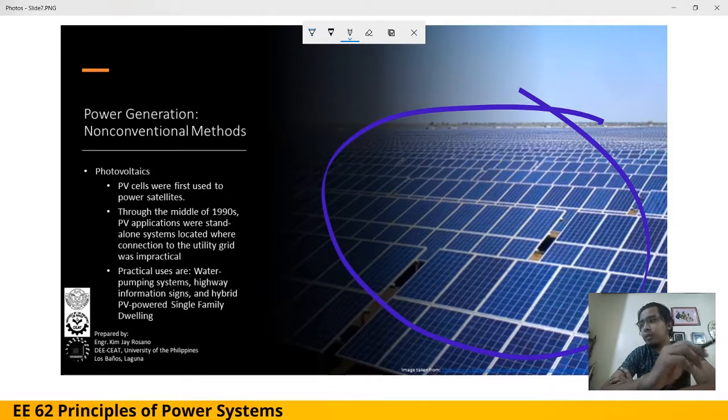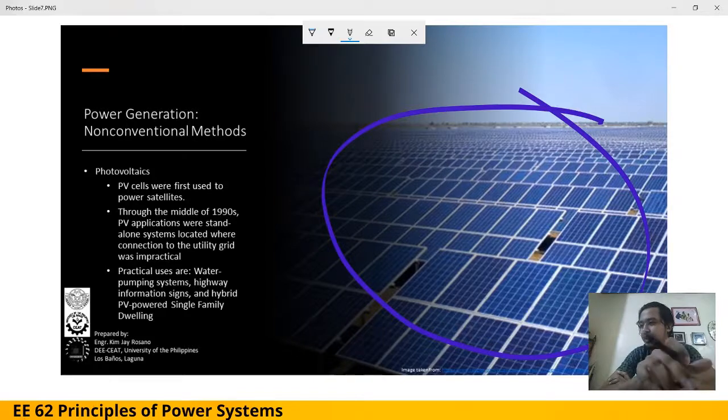Okay, so practical uses of this is on water pumping systems, highway information signs. Kasi yung highway usually wala naman distribution lines doon eh. Highway usually yung lines mo doon is transmission lines. Just like SLEX, just like NLEX. Wala kang makikita ng distribution lines in them. Usually, yung nagdadaan doon is transmission line. So the use of solar power systems in those areas is very, very practical.